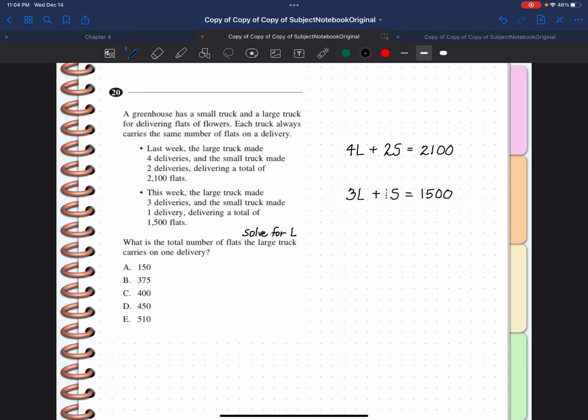So what we have here is called a system of equations, where we have 2 equations. And there are several ways to solve systems of equations. And this textbook that we use does talk about that.